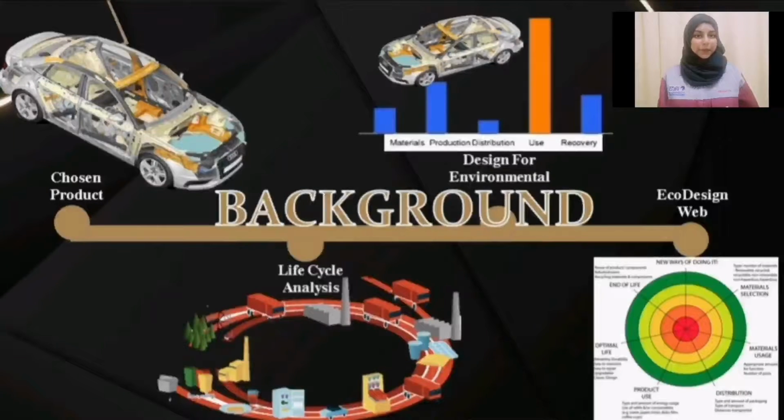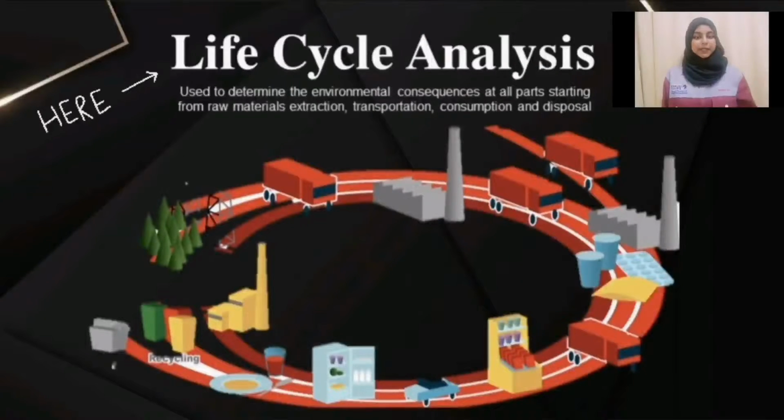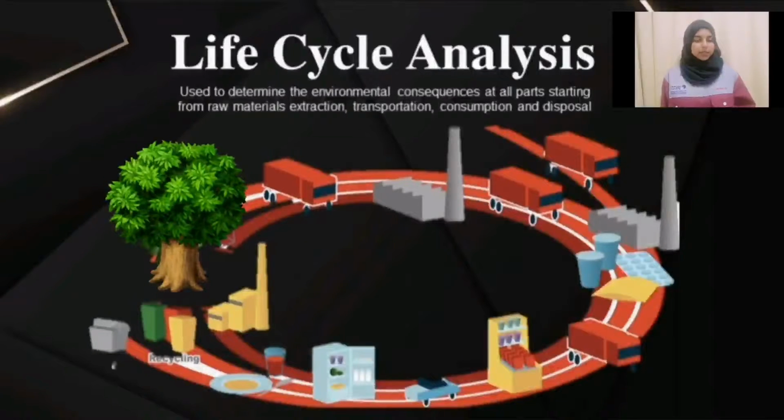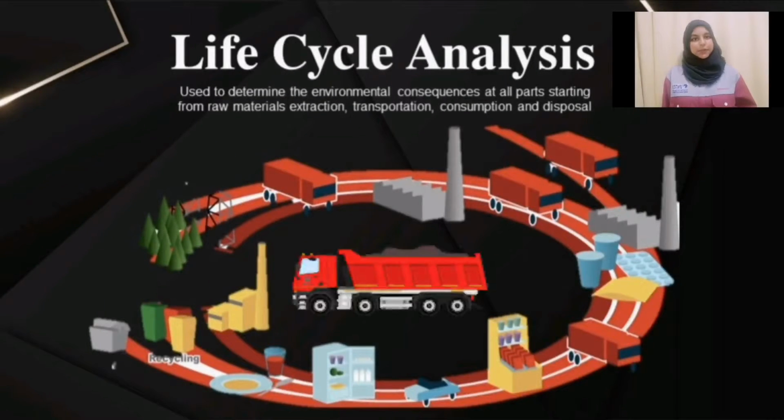For our project, we choose car as our manufactured good since it consists more than 15 parts made up from metals and polymer components. First, we determine the car's life cycle analysis to examine the environmental consequences from the manufacturing process, starting from the extraction of raw material to the transportations, consumption, and also disposal.